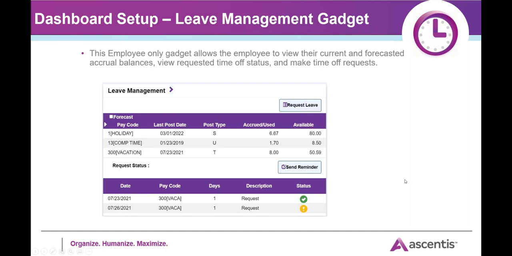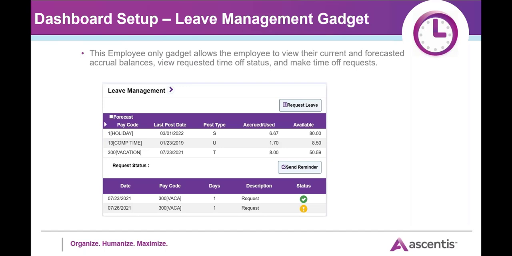There is a forecasting checkbox right above the pay code column, and that will allow employees to see forecasted amounts based off of your accrual configuration. It allows employees to send reminders to their supervisors if there is one programmed for them, which sends an internal message within the system and can show up on the message gadget.